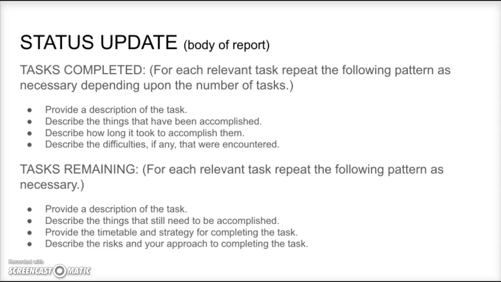And of course, you would repeat this as many times as needed for however many tasks have already been completed. Then you would move on to tasks remaining, and in that section you would again provide a description of the task, then describe the things that still need to be accomplished, provide the timetable and strategy for completing that task, and then describe any risks and your approach to completing the task. So in other words, anything that might hinder you or slow you down in completing the task, this would be the space where you might mention that.